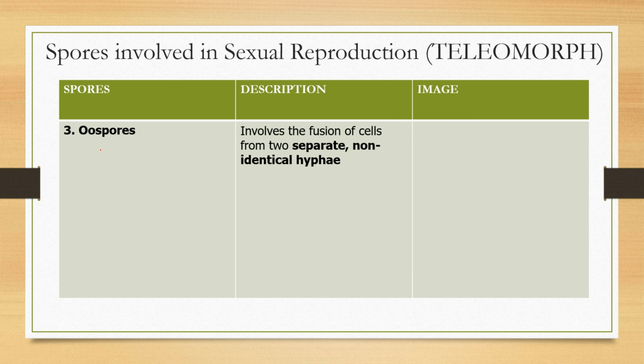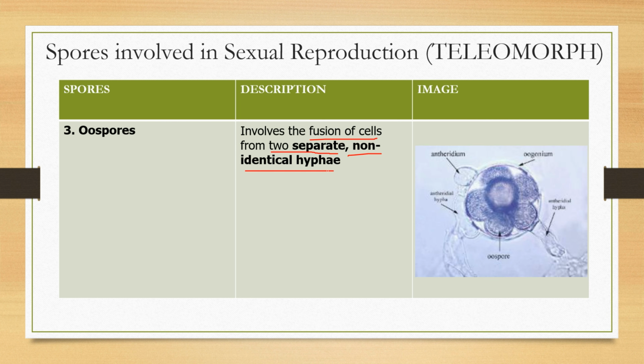The third one is the oospores. Now, the oospores naman is a fusion of cells from two separate, non-identical hyphae. So, magkaiba naman ngayon if it's oospores, different or non-identical hyphae. So, ito siya. This is one hyphae, this is another hyphae, they fuse together, forming the so-called oospores. So, para matandaan nyo lang siya, yung isa non-identical hyphae, yung isa identical hyphae.